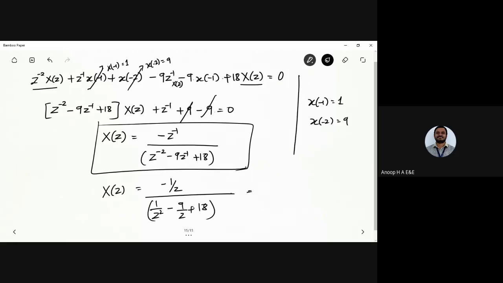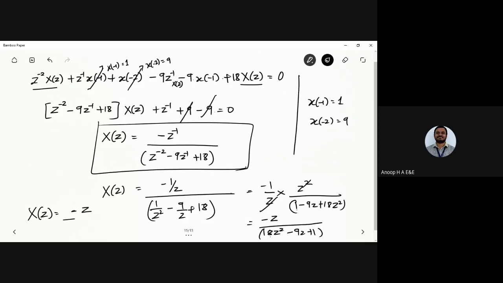Now what I can do here is minus 1 by z into z squared divided by 1 minus 9z plus 18 z squared. So z gets cancelled, that is minus z divided by 18 z squared minus 9z plus 1. So that is X of z. X of z would be minus z divided by 18z squared minus 9z plus 1. This is how you can do this for X of z.